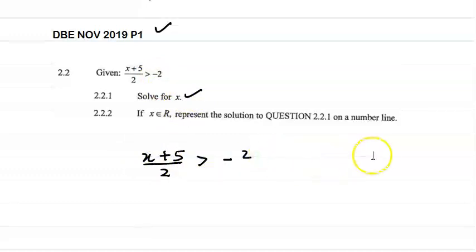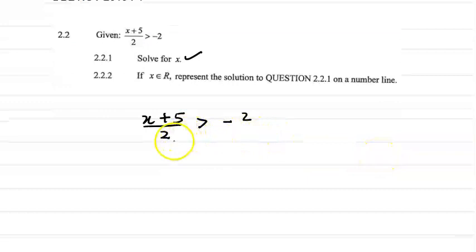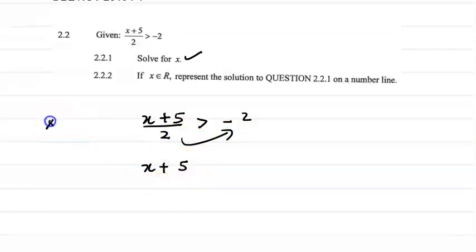Now, the first thing that I'm going to do is multiply by 2, or you can cross multiply here, which will leave me with x plus 5. Remember, if I multiply everything by 2 here, okay, I'm now going to get x plus 5. Remember, 2 and 2 would cancel. 2 times minus 2 is going to be minus 4. x plus 5. Okay, let's just simplify here. x is going to be greater than minus 4.